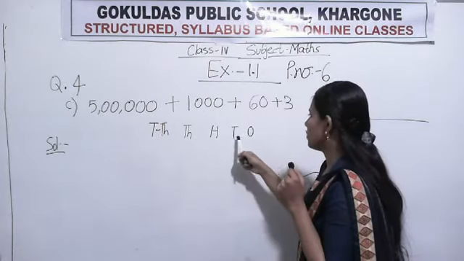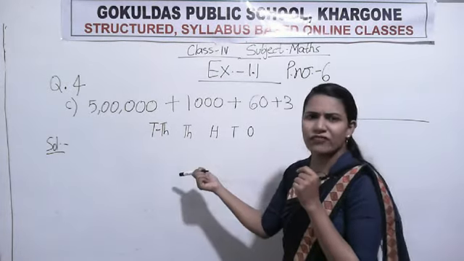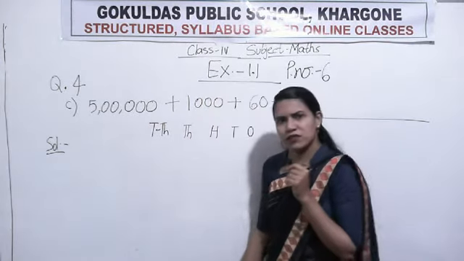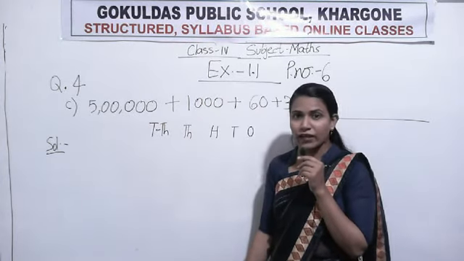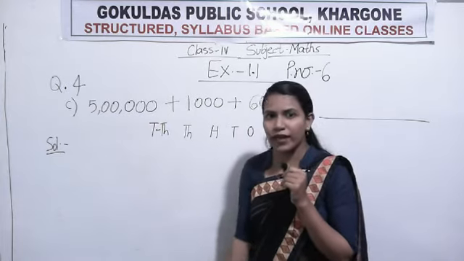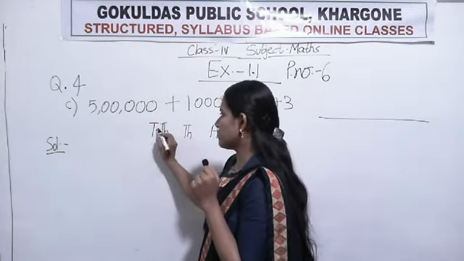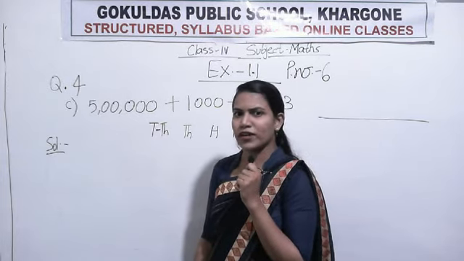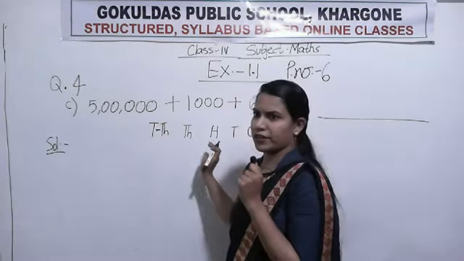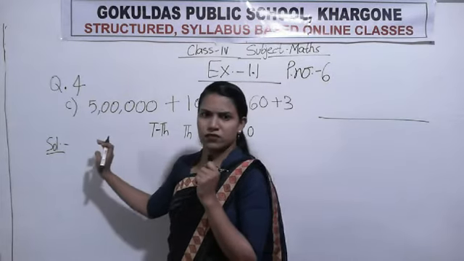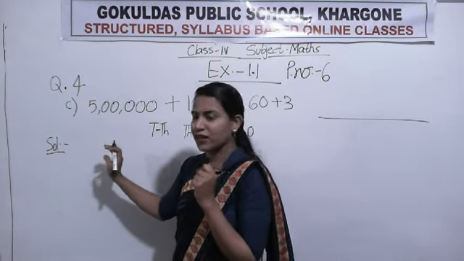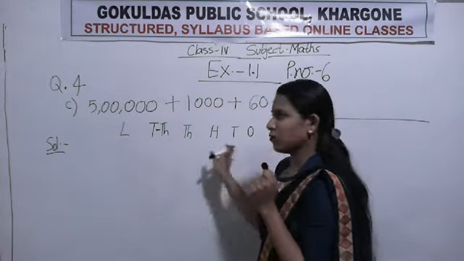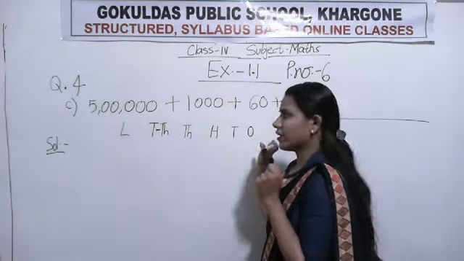Okay, count 1, 2, 3, 4, 5. Only 5 places we have written. But our number is of 6 digits. So we have to write 6 places. Okay. So what comes? Guess. Ones, tens, hundreds, thousands, 10,000. Then lakh. Good. Lakh place comes. Okay. We have written the places.